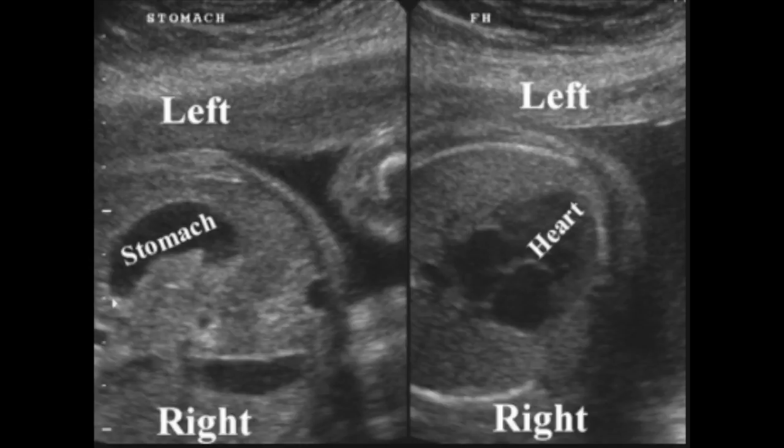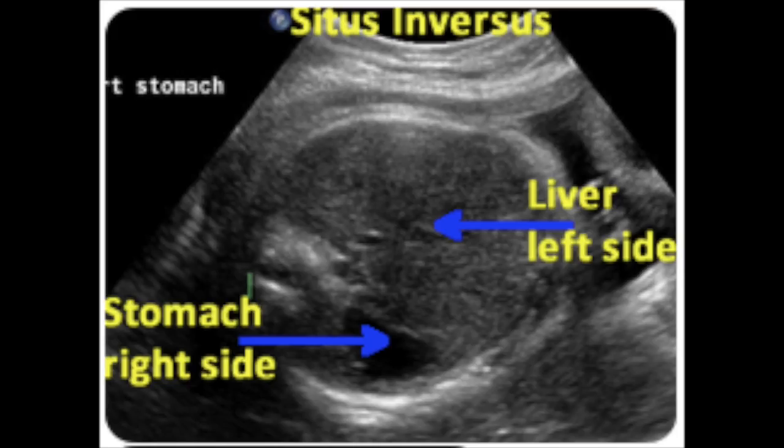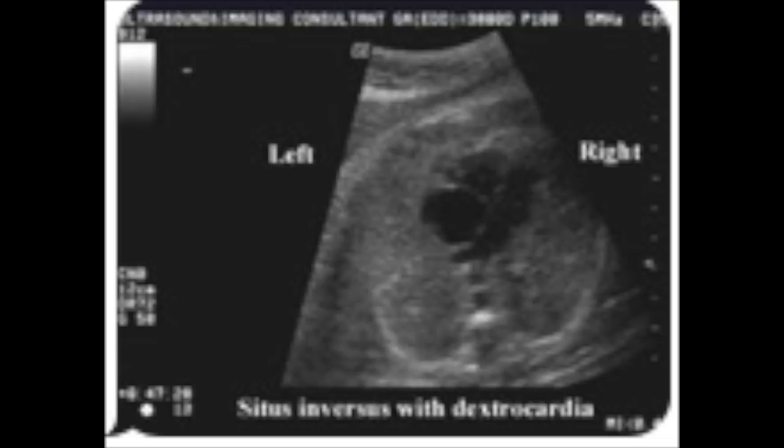It is important to document situs in order to rule out conditions such as situs inversus, where the heart and stomach are both located on the right side of the body, or situs inversus dextrocardia, where the heart and stomach are located on opposite sides of the body.